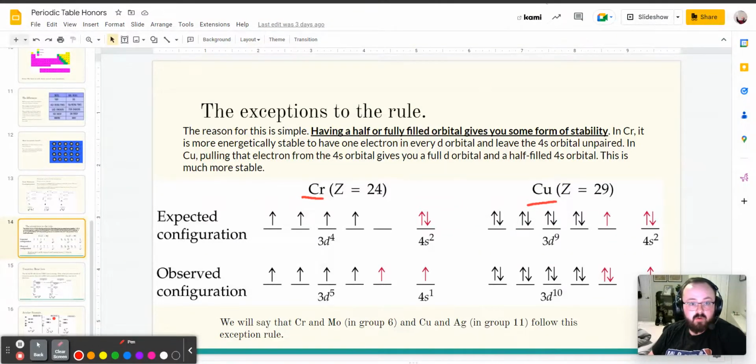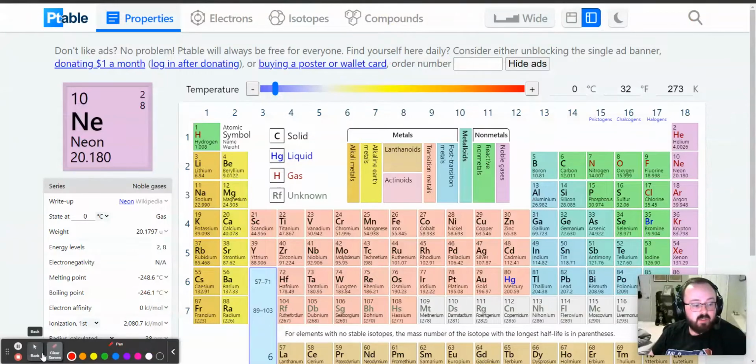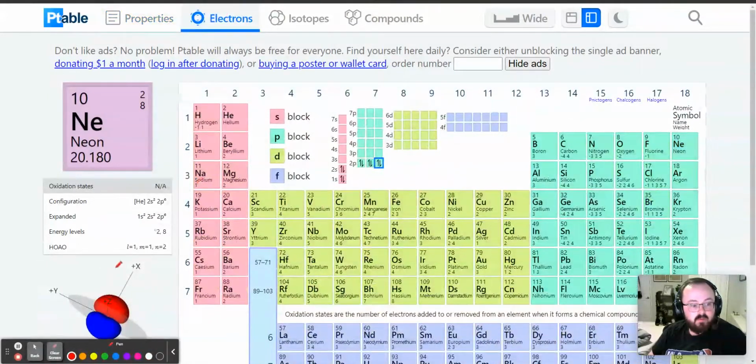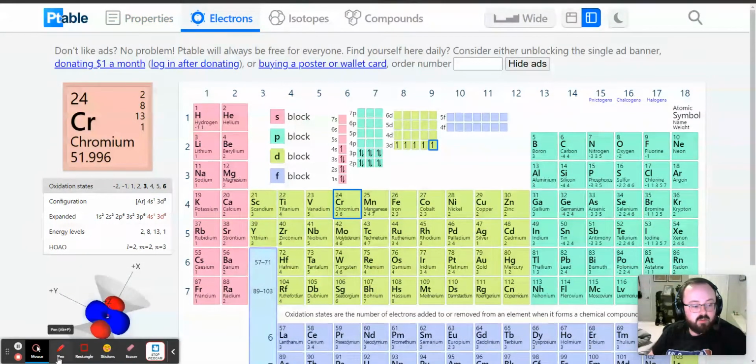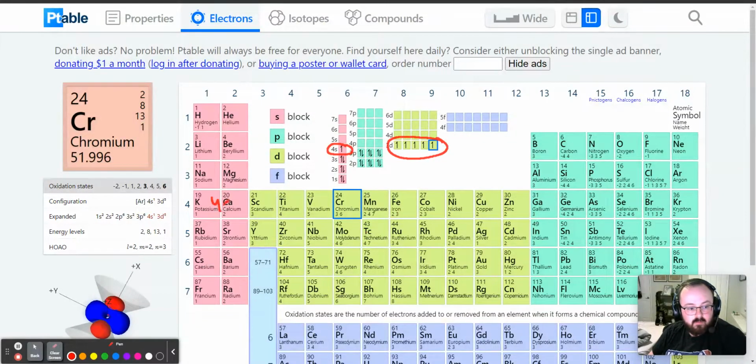All right, if we go back to our periodic table, and we go back to our electrons, we would expect, if we look at chromium here, just to show you, that there is 1 in the 4s and 5 in the 3d. Right, so here's our 4s, and here's our 3d. So you would expect 4s1, 4s2, 3d1, 3d2, 3d3, 3d4. You would expect chromium to be 3d4. But instead, it is 4s1, and I'm going to use the noble gas electron configuration.